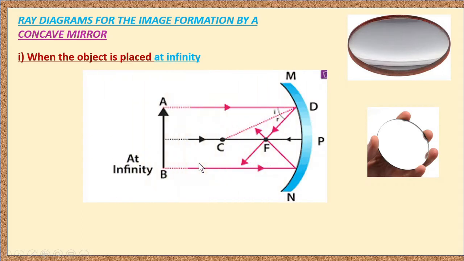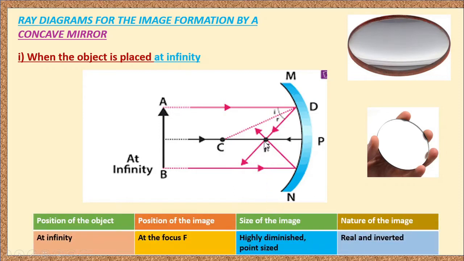Let us see the first ray diagram related to the concave mirror, that is when the object is placed at infinity. These are the images of concave mirror and this is the ray diagram when the object is placed at infinity. Here AB is the object. From the object, the incident rays fall on the concave mirror. After reflection, the reflected rays intersect at F, that is at principal focus.